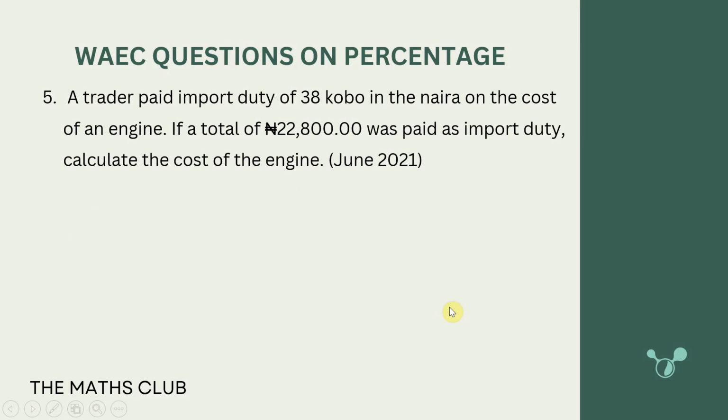Fifth question says that a trader paid import duty of 38 kobo in the naira on the cost of an engine. If the total cost of 28,800 was paid as import duty, calculate the cost of the engine. I want you to try this out yourself. Welcome back. Let's solve it together.